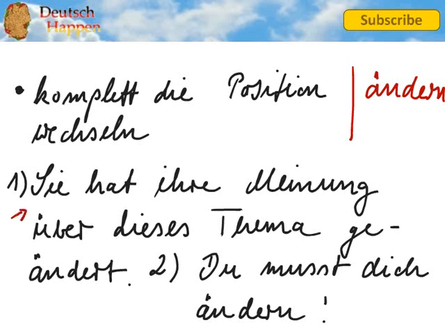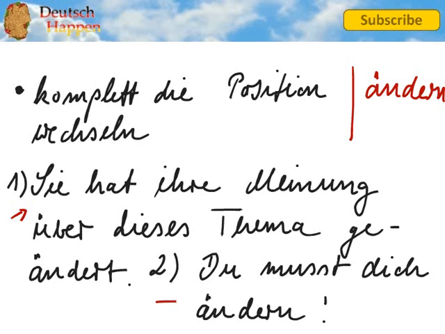Let's get directly into our first sentence. Sie hat ihre Meinung über dieses Thema geändert. So, she changed her opinion or her position about this topic completely. It means she had a certain position or opinion before, and now she changed. So it's not the same anymore. It changed, and she is in a new position now.